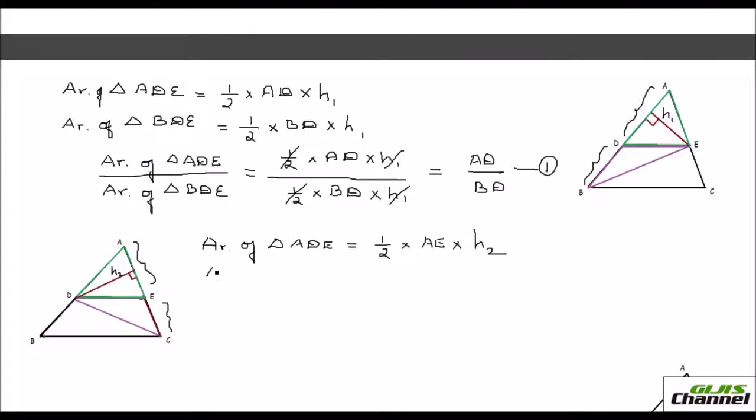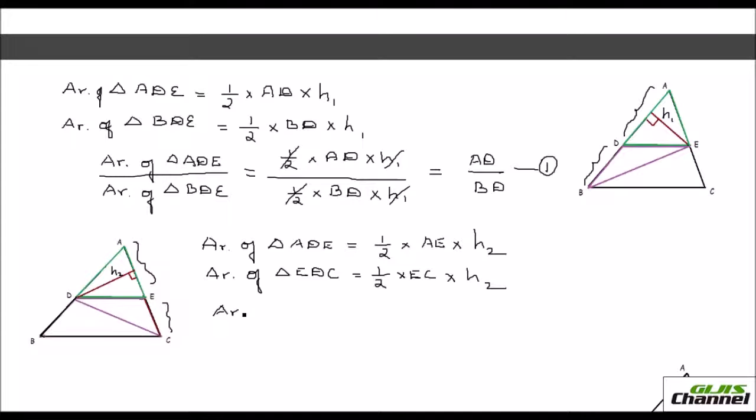Now the area of this part EC, right? It is the triangle with base EC. So triangle EDC, let us take it as EDC. This is again half, and the base is EC this time, times H2. Now let us put these two in the ratio.